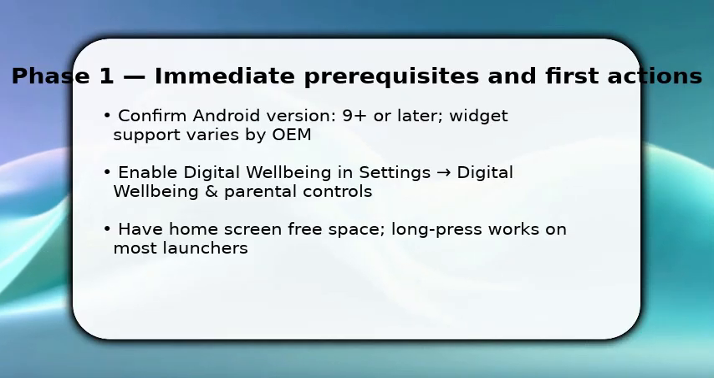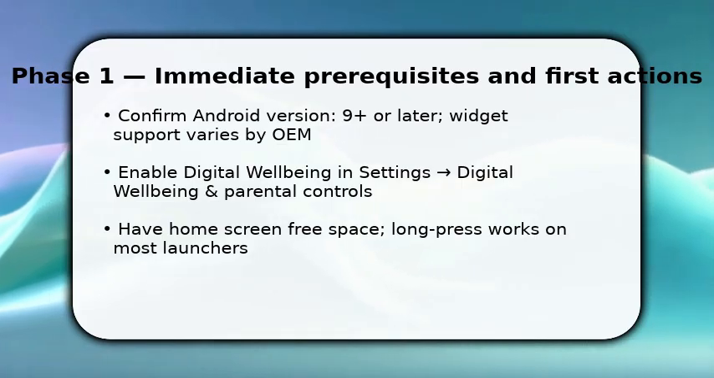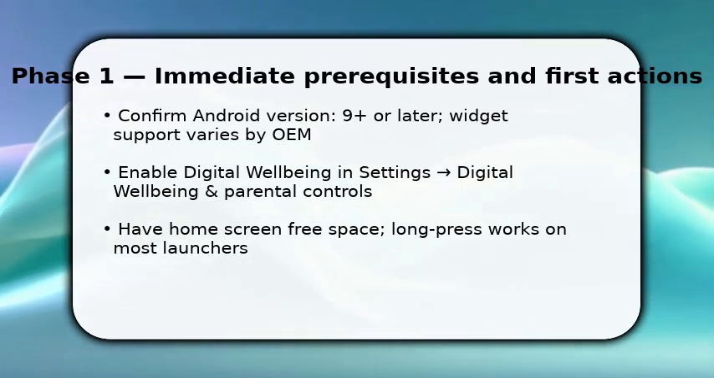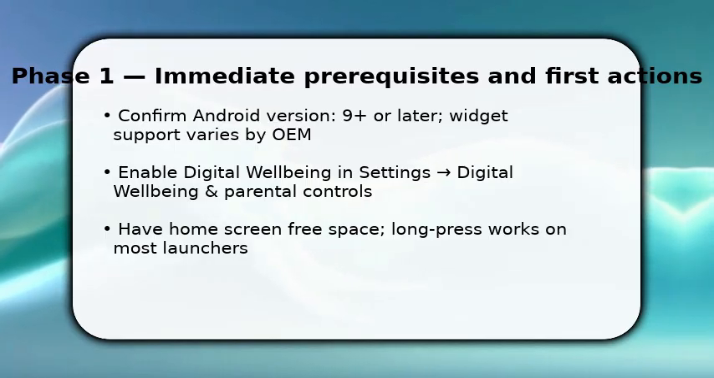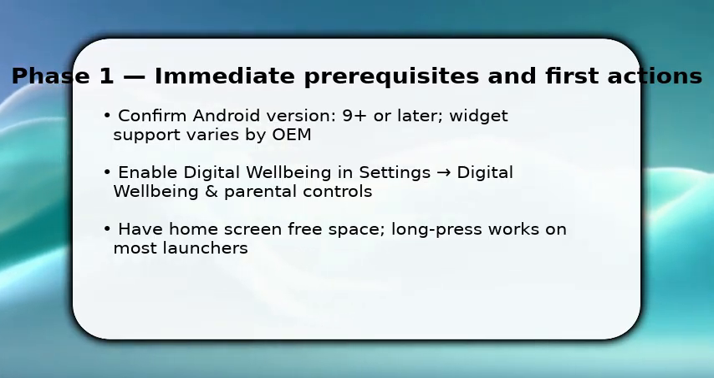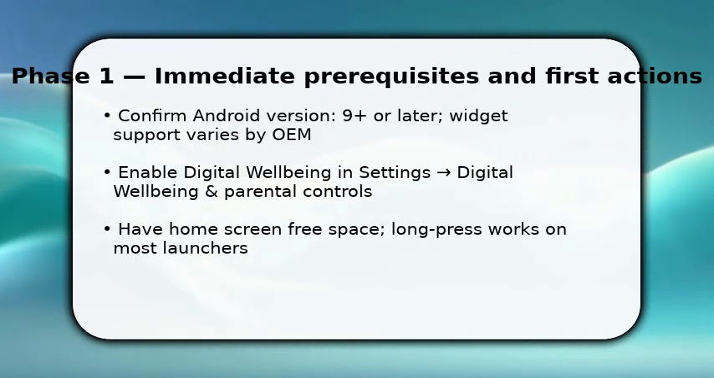You'll begin by checking prerequisites so the widget works. First, confirm your phone runs Android 9 or newer. Many widget features require recent builds. Once done, open Settings and enable digital well-being and parental controls if not active. That provides the data the widget shows.